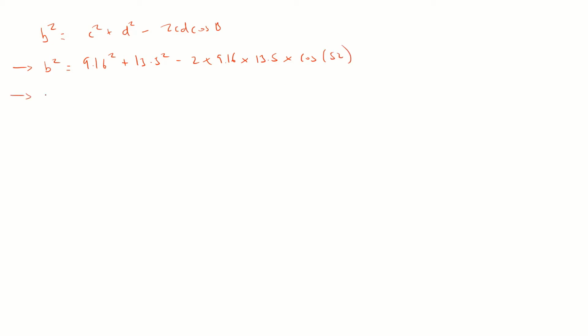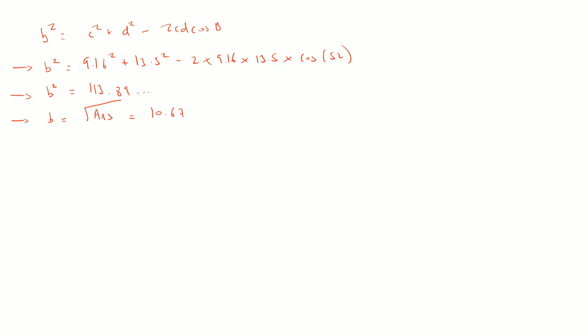Again, put the whole lump on the right hand side into the calculator. So 9.16 squared plus 13.5 squared, take away 2 times 9.16 times 13.5 times cos 52 gives me 113.89, etc. That's b squared, sorry. I will then take the square root, so root of the answer gives me 10.67.